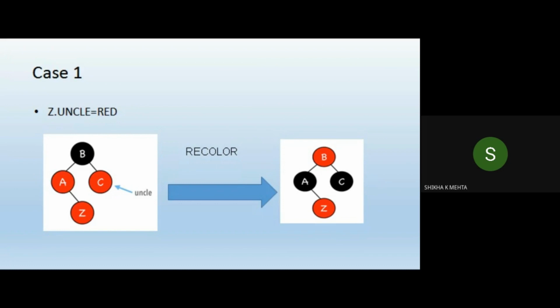So, understanding the cases, what can happen. We have seen the root case, we have seen when the uncle is red. Now we have two cases where the uncle is black. When the uncle is black, again we have two cases: whether it is forming a triangle or it is forming a line.